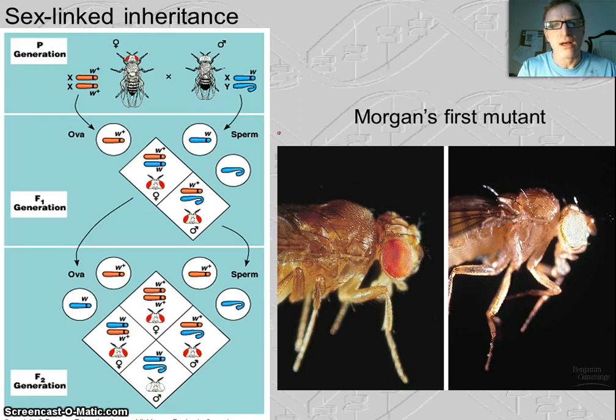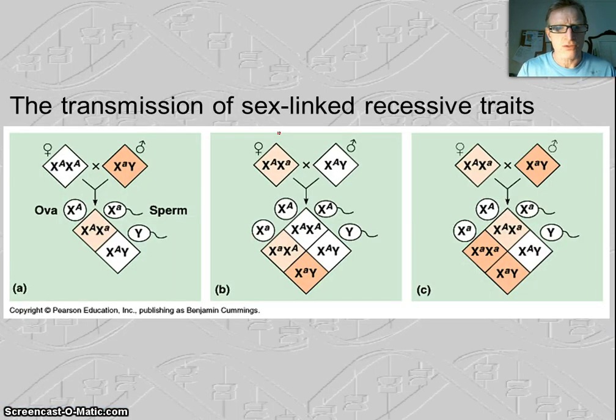So this is an example of how that sex-linked trait would be passed on in these fruit flies. Let's look at this in a little more detail. If you crossed a female that showed the dominant condition, in this case red eyes, all the offspring are going to have red eyes. So that's no big deal. That shows simple Mendelian dominance.